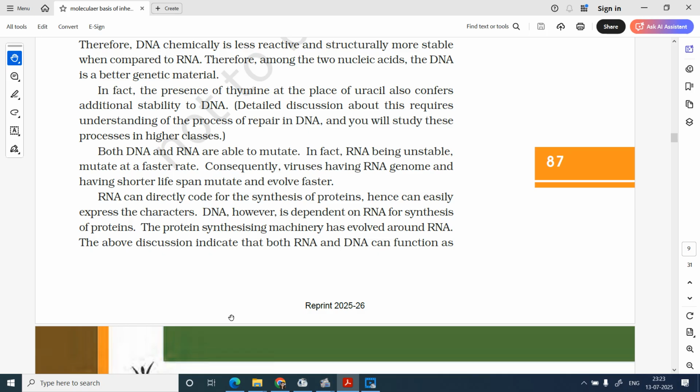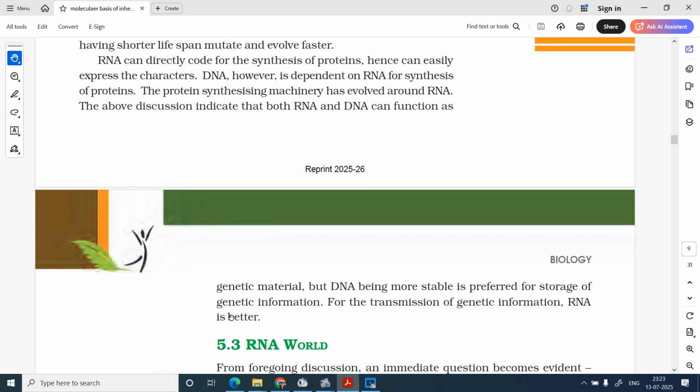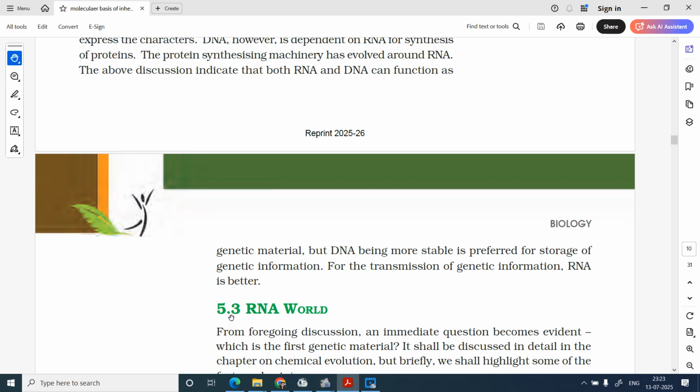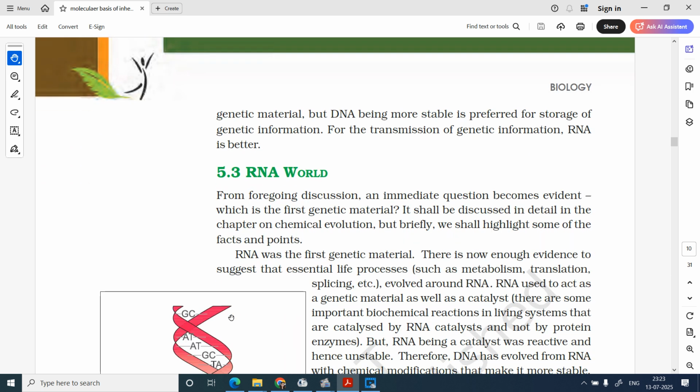RNA can directly code for the synthesis of proteins, hence can easily express the characters. DNA, however, is dependent on RNA for synthesis of proteins. The protein synthesizing machinery has evolved around RNA. The above discussion indicates that both RNA and DNA can function as genetic material, but DNA, being more stable, is preferred for storage of genetic information. For the transmission of genetic information, RNA is better.